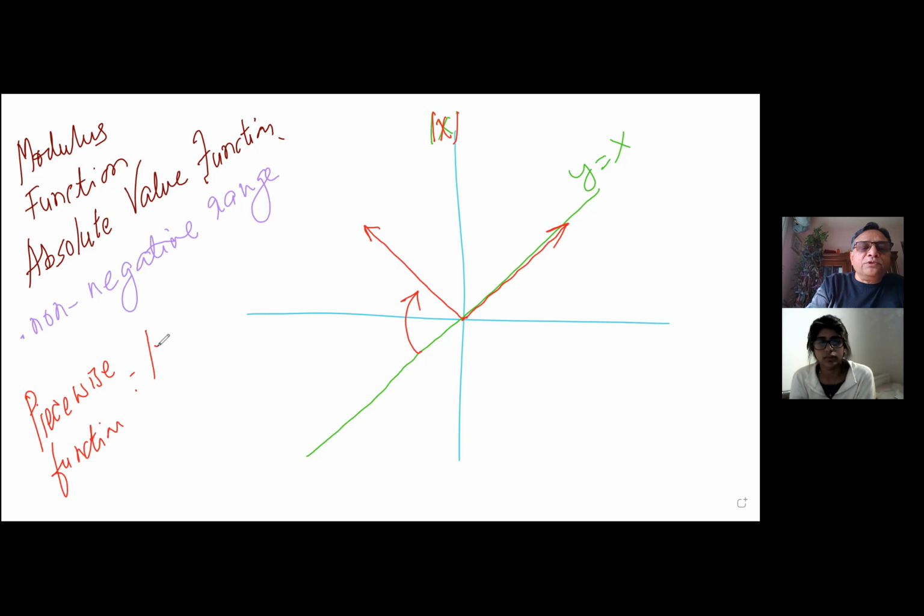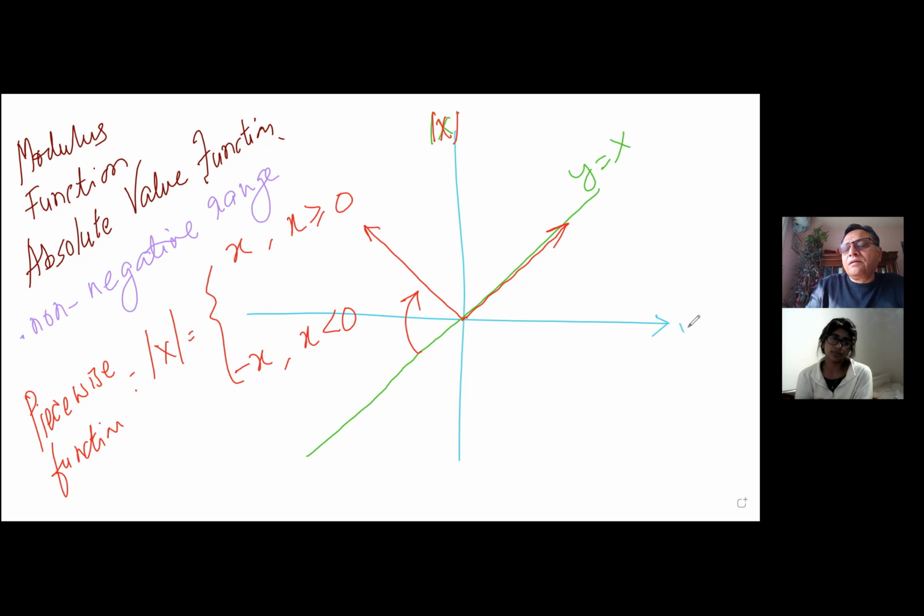So I'll say absolute value of x is equal to, when it is on the positive side, just x when x is greater than or equal to 0. However, it is negative value of x when x is less than 0. Is that clear to you? Yeah. Okay. So that is the absolute function.